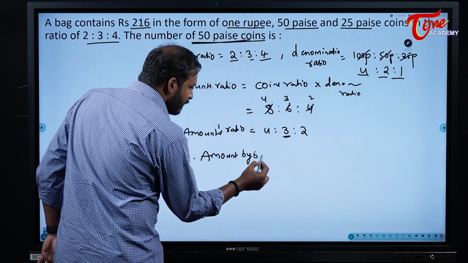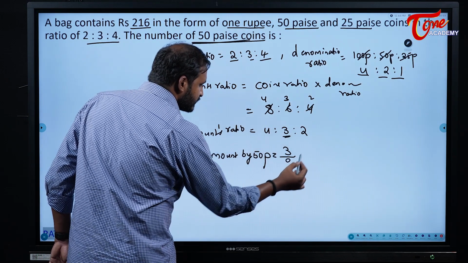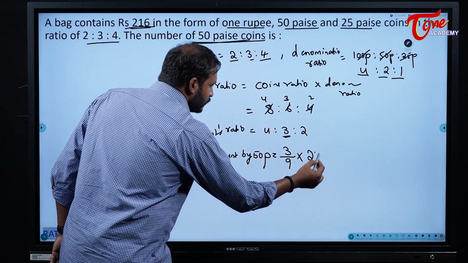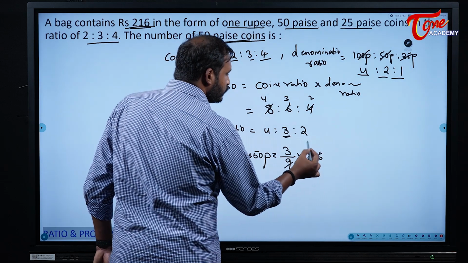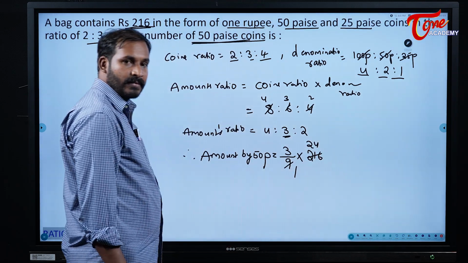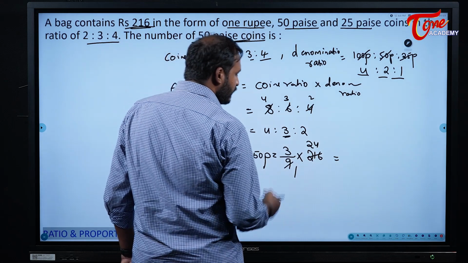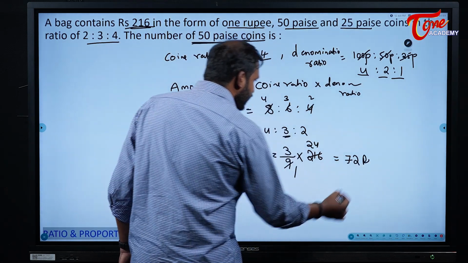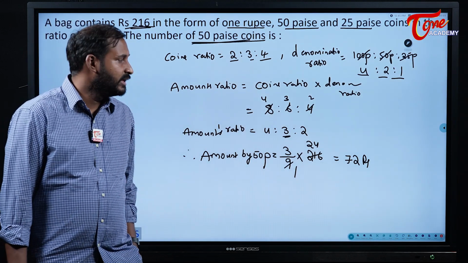So therefore, amount by 50 paise will become how much? 3 parts out of the total 9 parts, into the amount which we have here, 216 rupees. So 9 ones, 9 twos and 4. So 3 into 24, what does it become for me? 72 rupees. So that means I have 72 rupees with 50 paise coins.